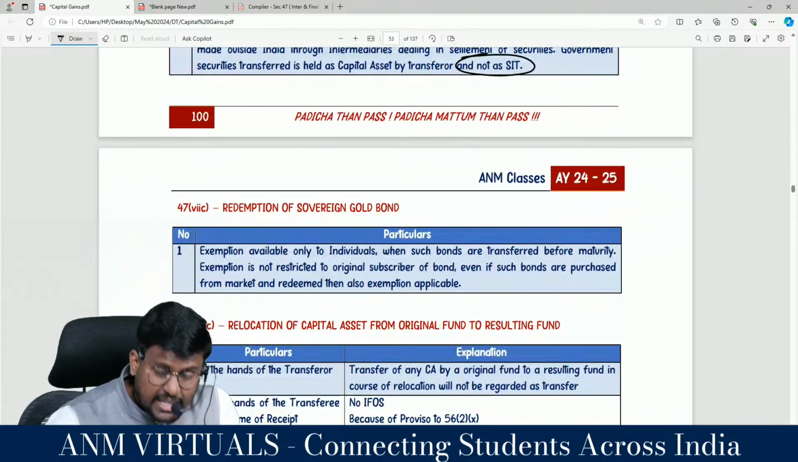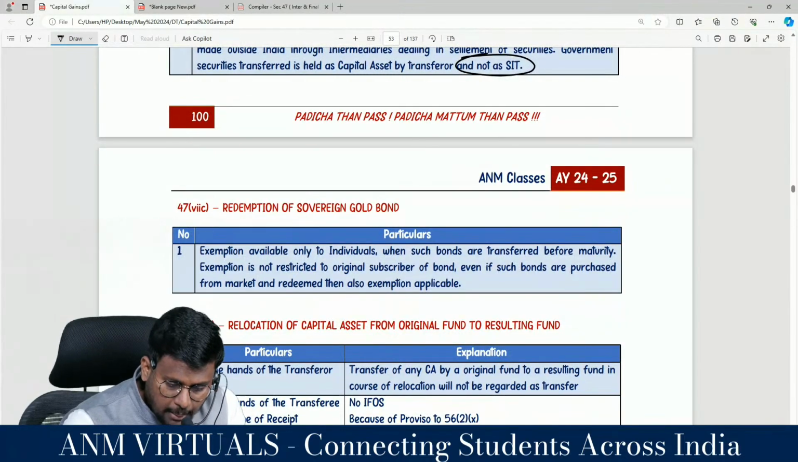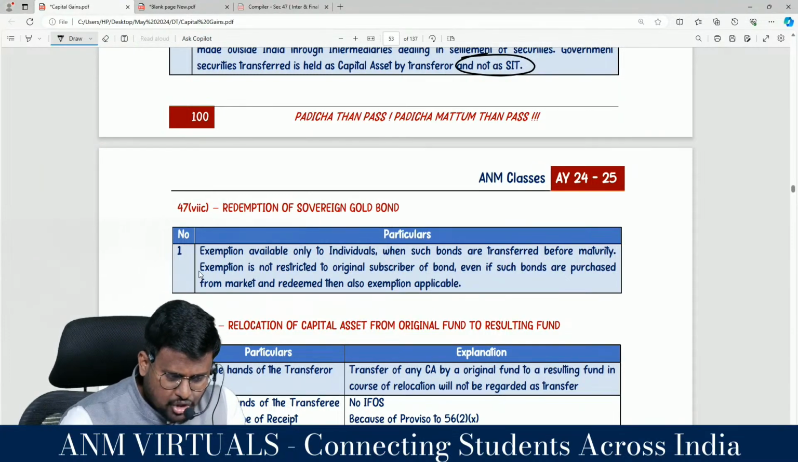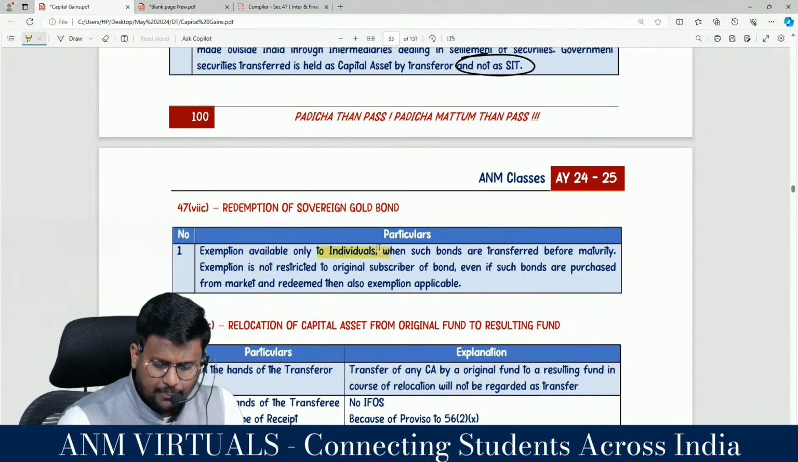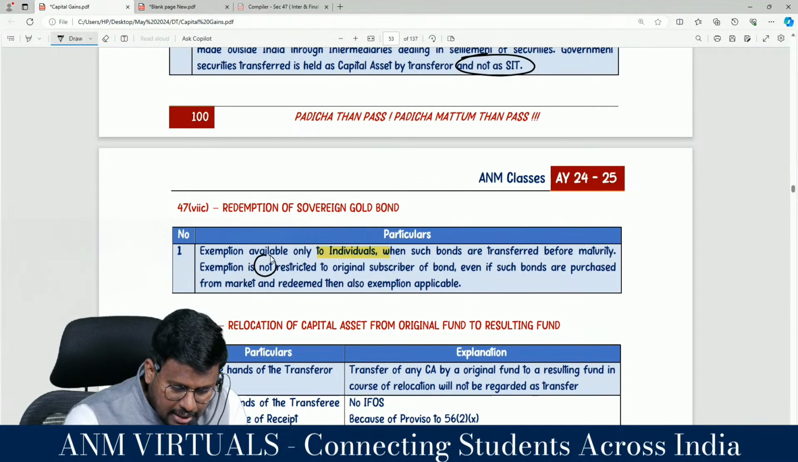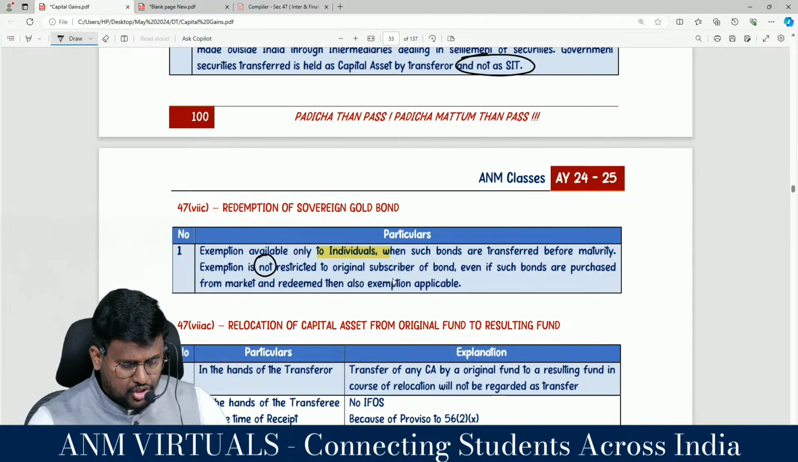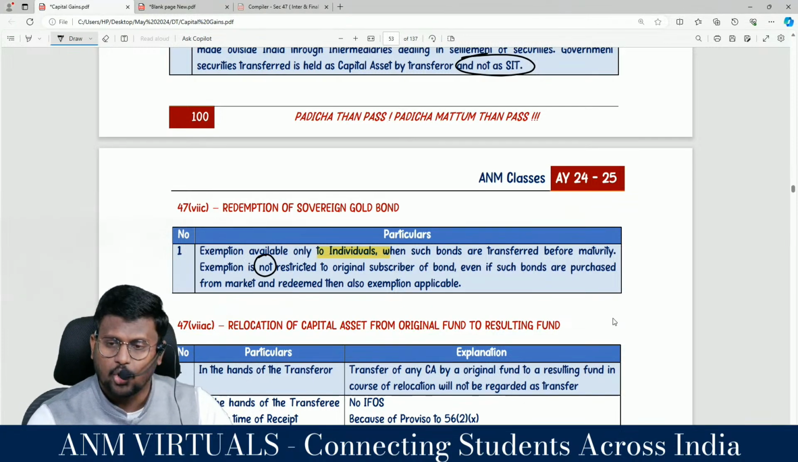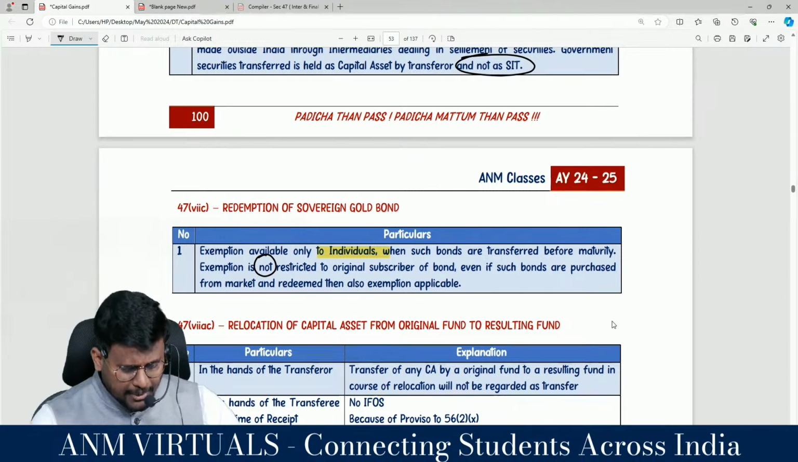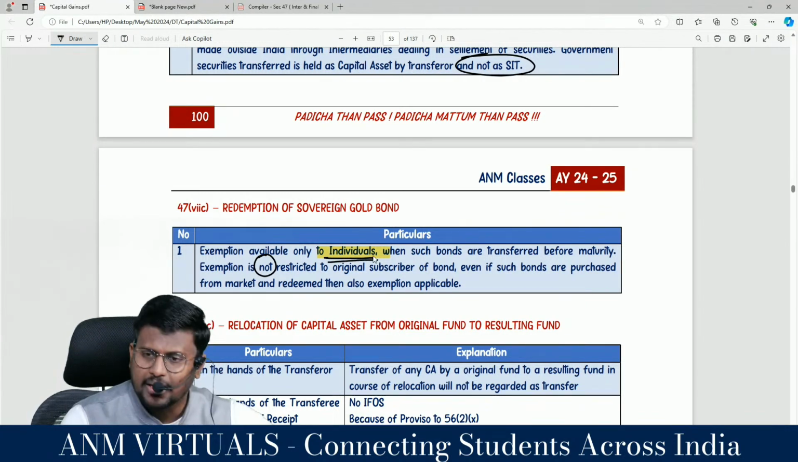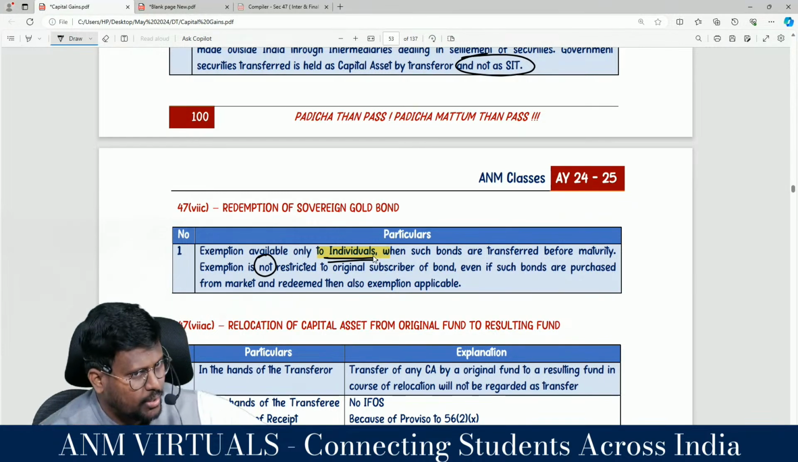47 clause 7C. C also done. Redemption of what bond? Sovereign gold bond. Sir, exemption available only to whom? Individuals. When such bonds are transferred before maturity, exemption is not restricted to the subscriber. Even if bonds are purchased from the market and redeemed, then also it is applicable. That means, my dear lovable students, it says individuals, not resident individuals.